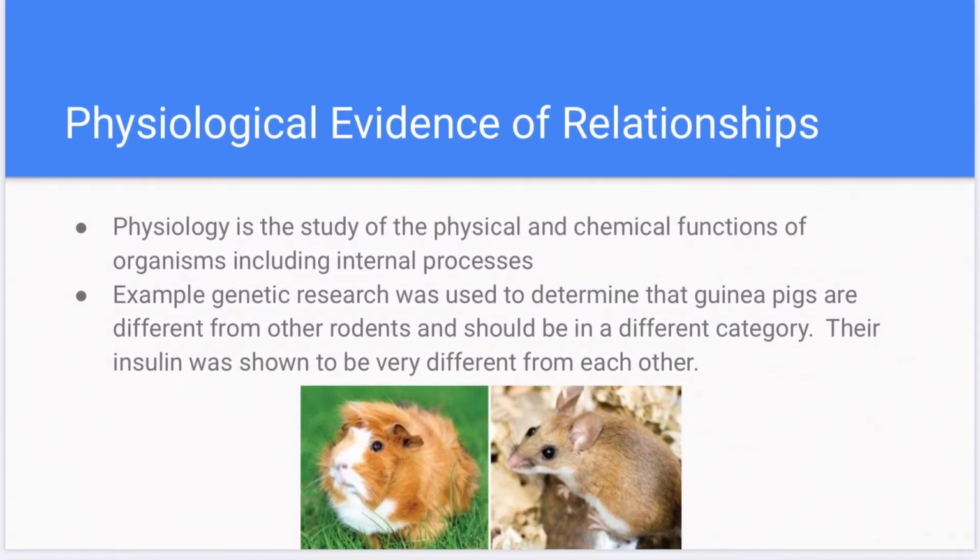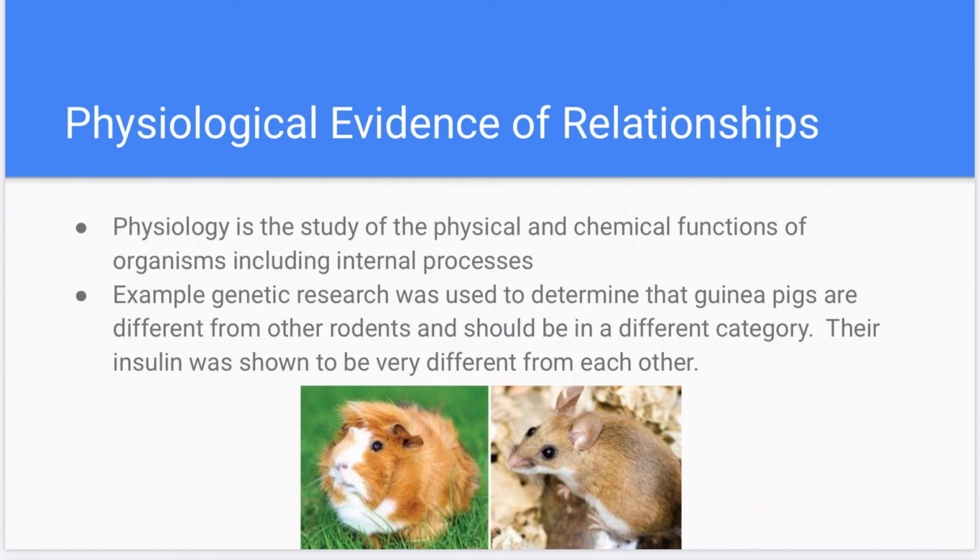Physiological evidence of relationships. So physiology is the study of the physical and chemical functions of organisms, including their internal processes. So how is it that they function? How do they use their brain, their muscles, their organs, their tissues? How do we figure this stuff out?